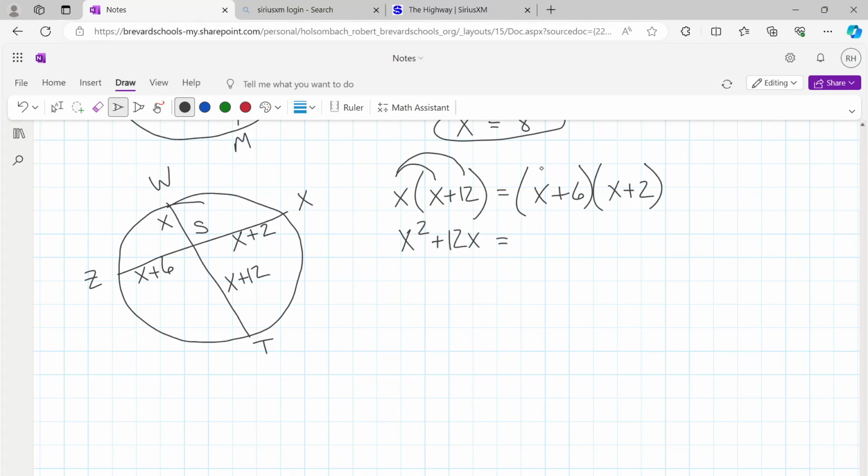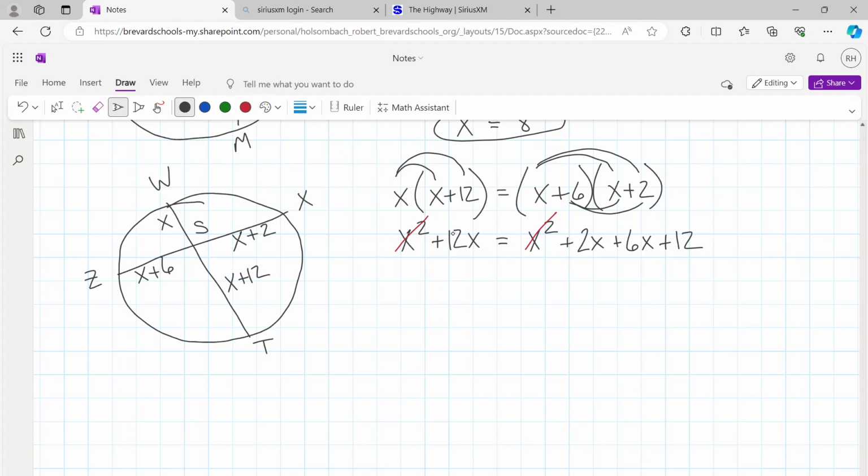On the right, we have to do the distributive property twice. So x times x is x squared. x times 2 is positive 2x. And then we've got the 6 times the x, and then the 6 times the 2. So 6 times x is 6x, and 6 times 2 is positive 12. You can cancel these x squareds now if you want.